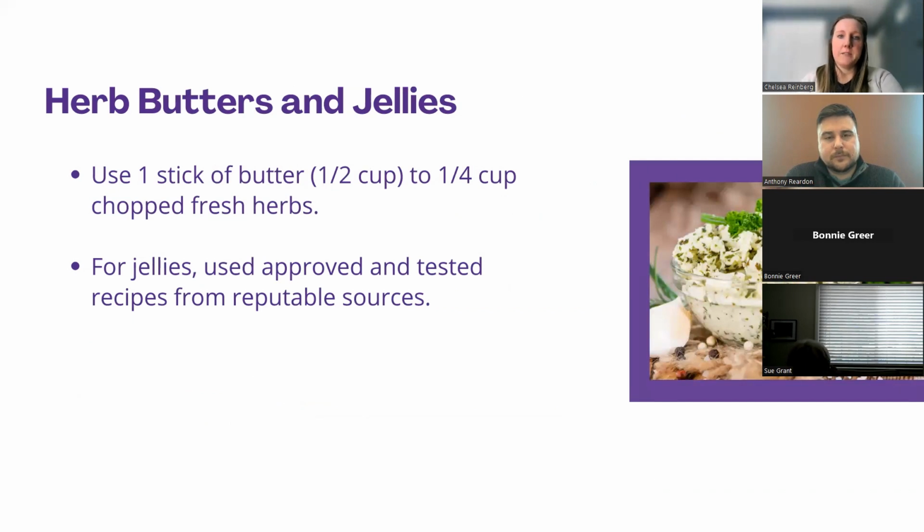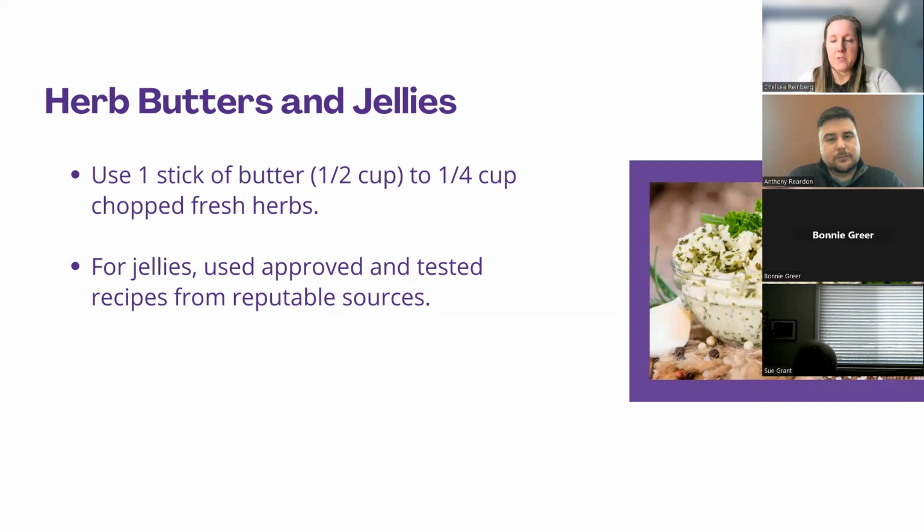Herbed butters and jellies. These are great. Herbed butter adds a lot of flavor, especially while you're cooking or adding it to crackers, a charcuterie board, whatever is the best way that you would like to do it. These make nice because you can go ahead and make it and freeze it, especially for the butters. The general ratio is about 1 stick of butter, a half a cup to a quarter cup of chopped fresh herbs, of any herbs of your choice.